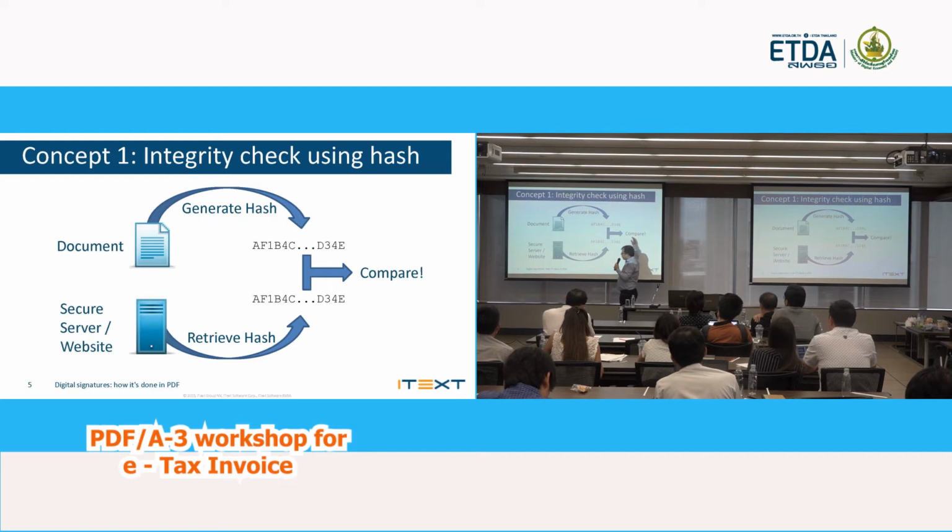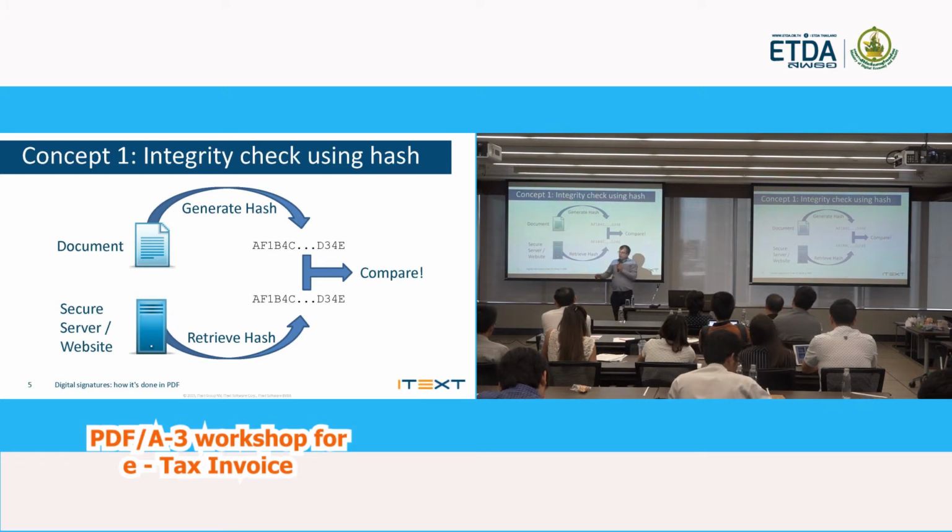Hashing is when you take a document and reduce it to a fixed-size string like AF1B and so on. Every time you take the same document and use the same hashing algorithm, you will always end up with the same string, but you can never go from that string back to the original document. So somebody who has this information can never retrieve the grade of the student.